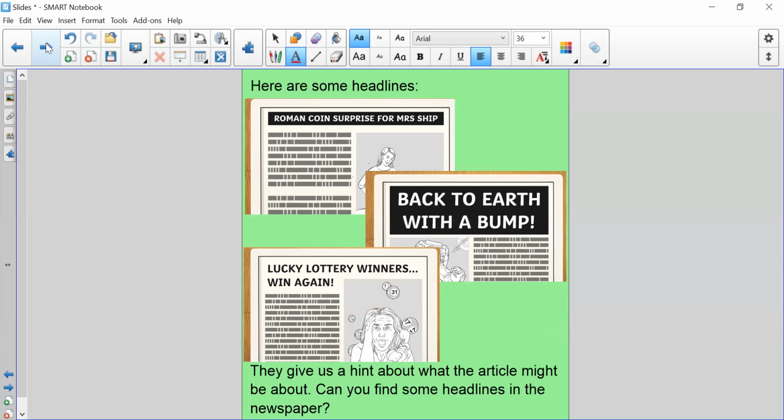So here are some headlines. They give us a hint about what the article might be about. Can you find some headlines in a newspaper? And which one of these would you like to read more of and why?